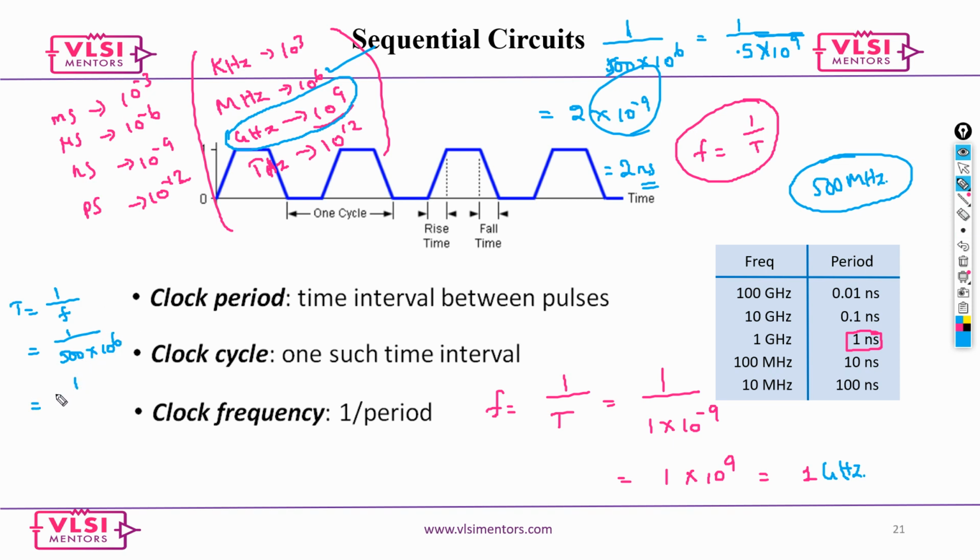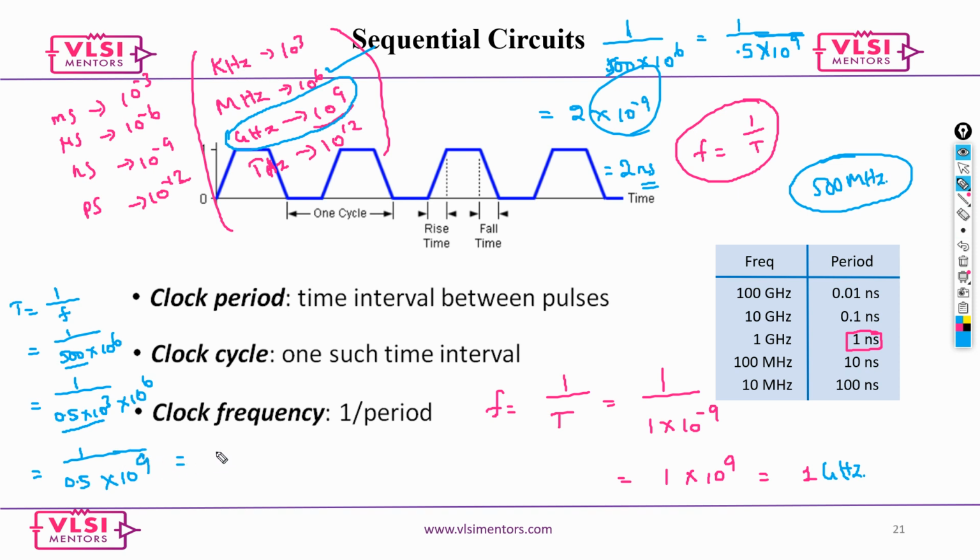Now, a simple basic thing: this 500 can be written as 0.5 into 10 to the power 3, into 10 to the power 6. So this and this are the same. Now 1 divided by 0.5 into 10 to the power 9.